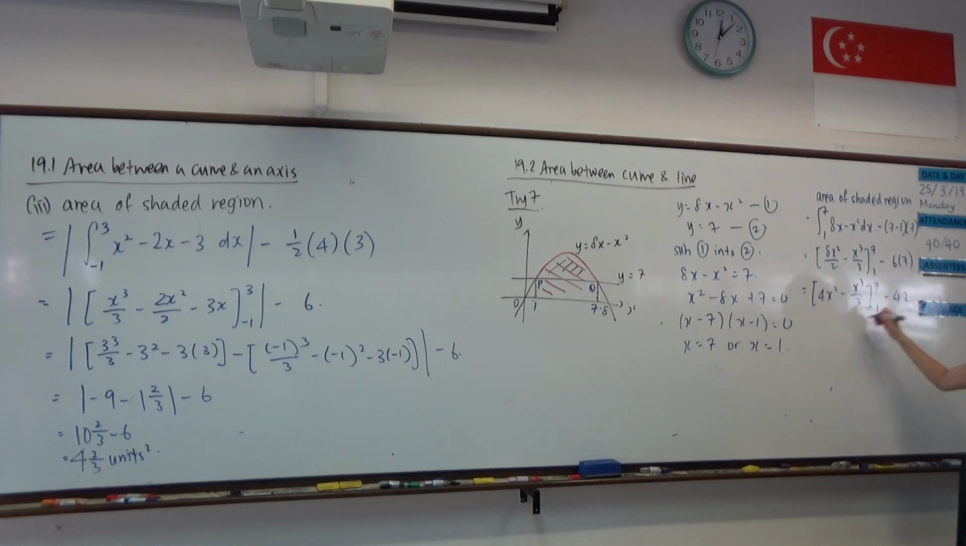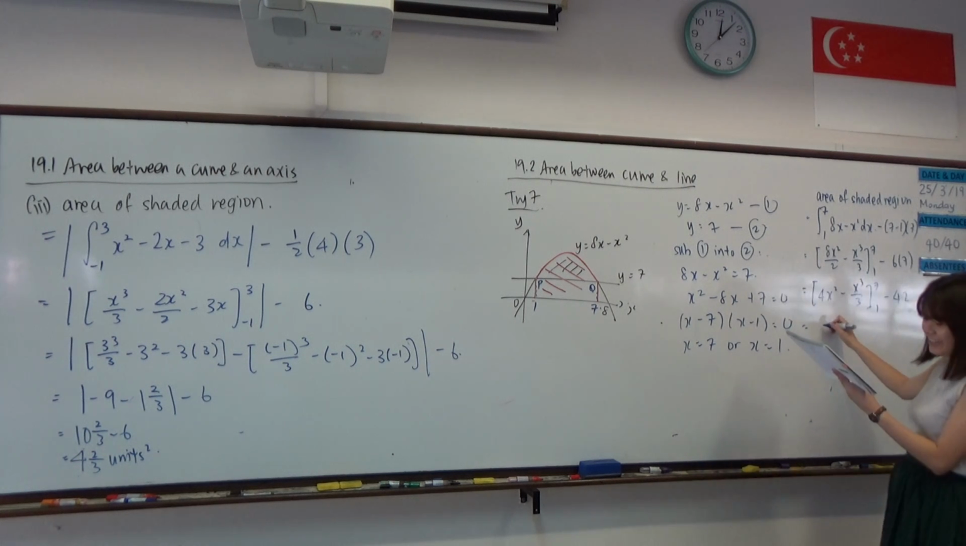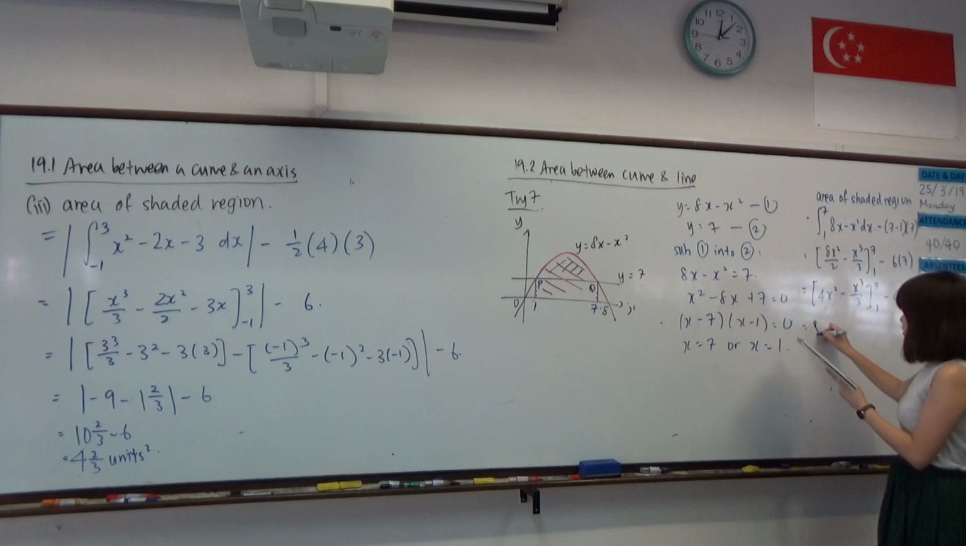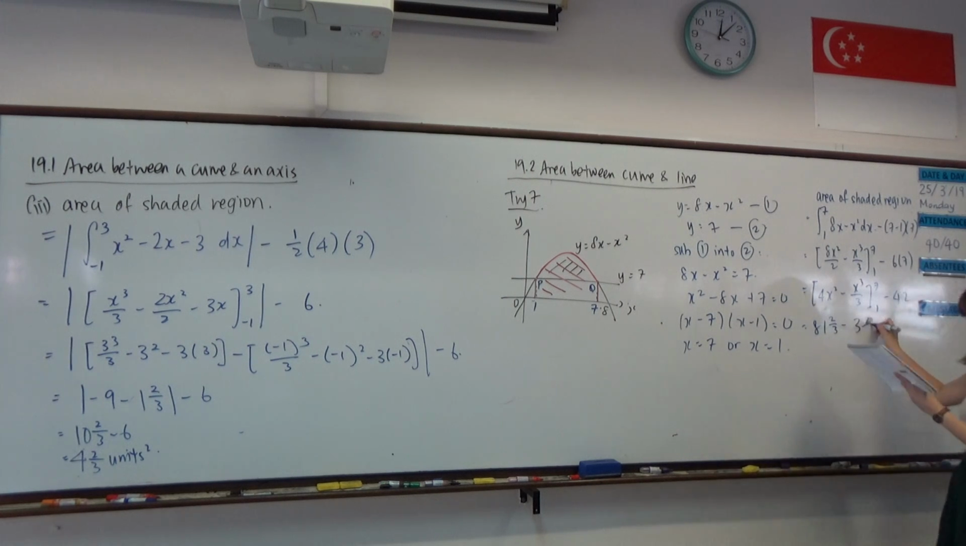If we shift it down, the two points are still there. You can take 8x minus x squared, and consider integrating from 1 to 7 of 8x minus x squared minus 7, and shift the curve down. You can consider that. That should give you the same answer.